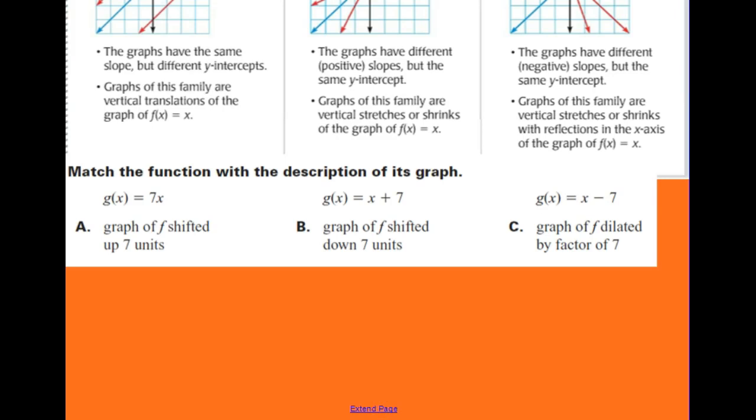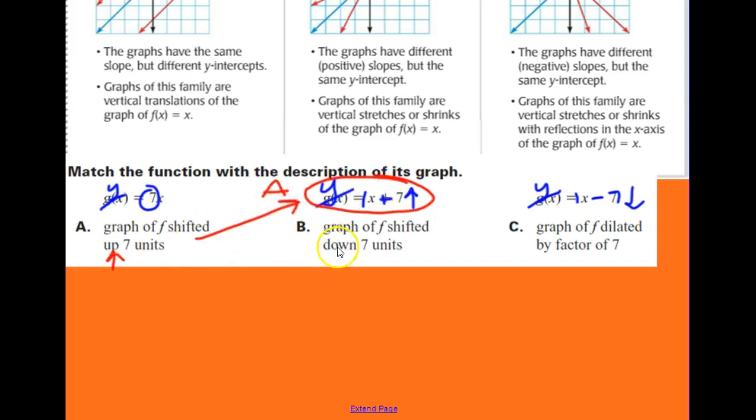But now we have one problem left. It says match the function with the description. Here we have y equals 7x, so this would be a really steep hill. Here we have y equals x plus 7. This plus 7 means it's going to be moved up 7. And this one, 1x minus 7, means it's going to be moved down 7. So just match it with the words. A graph shifted up 7. Well, moved up 7 was this one right here. So that goes with A right there.